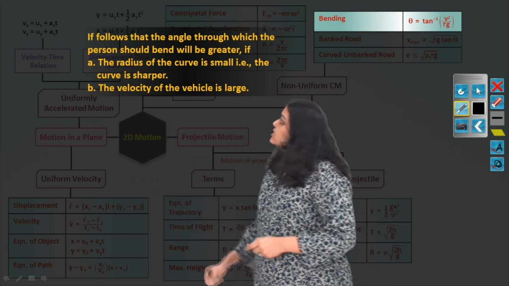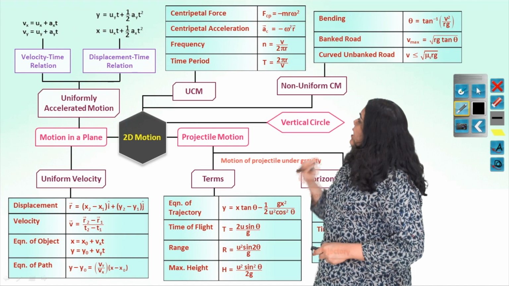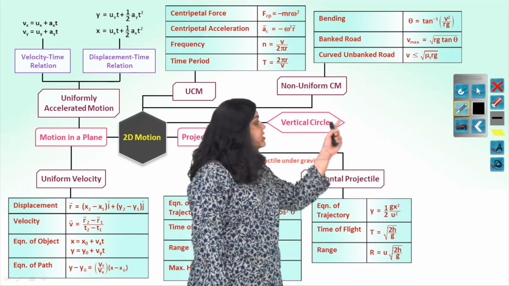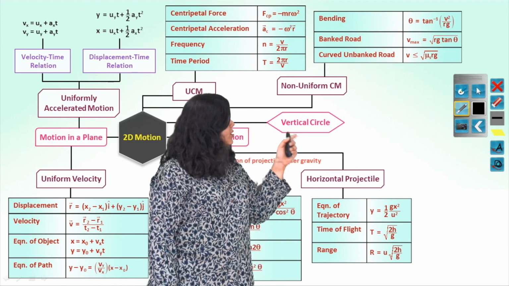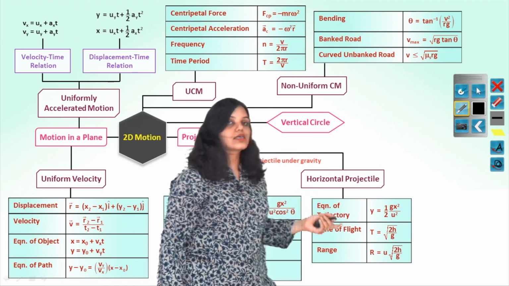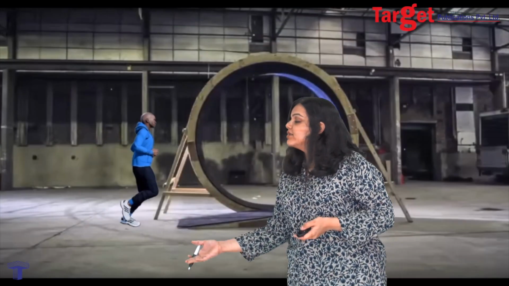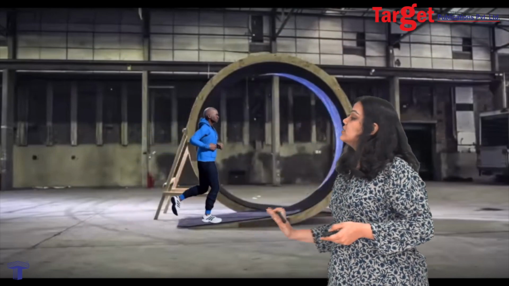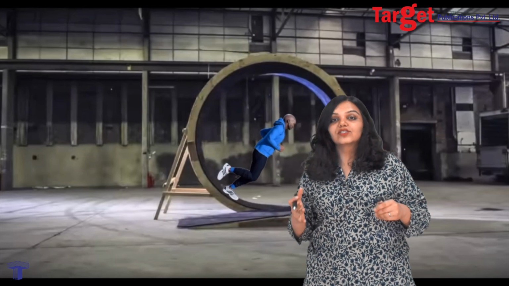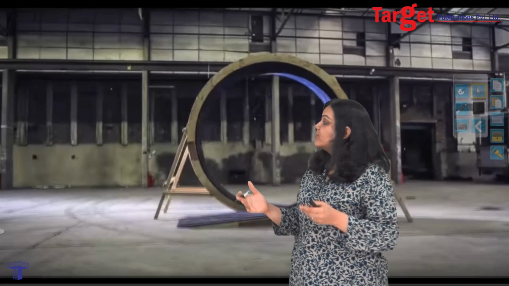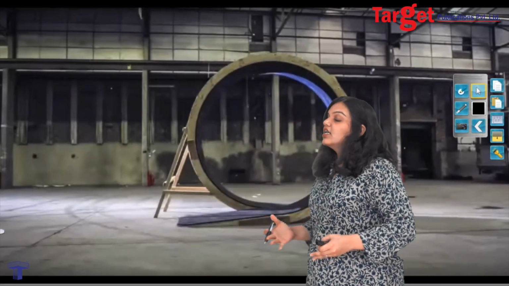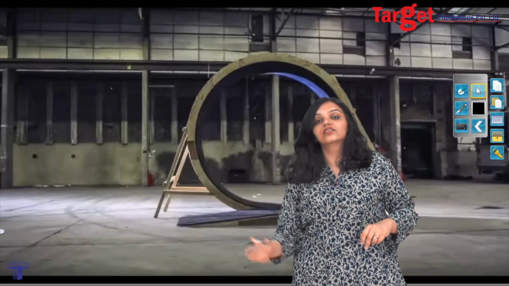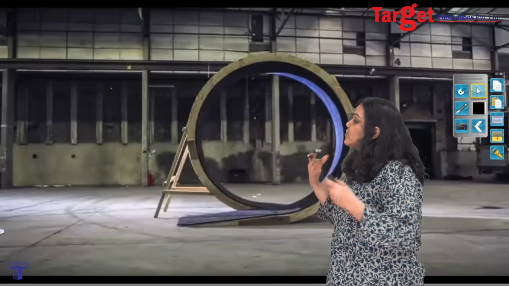So these were the conditions on the banking and the unbanking, that is the non-uniform circular motion. Finally, we look at motion in a vertical circle. So we're looking at the motion in a vertical circle, and here you can see that this man runs and performs vertical circular motion in this setup. And this is actually a very difficult and extraordinary feat. But what we are trying to see here is what should the speed of the object that is trying to perform a vertical circular motion be at the different points.